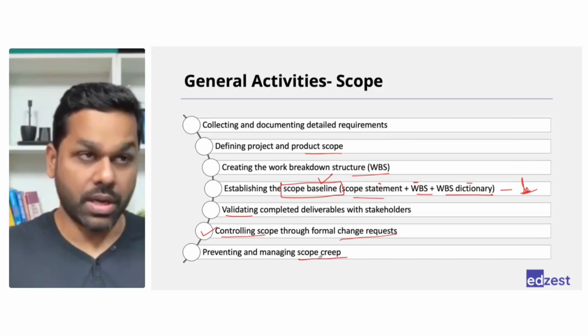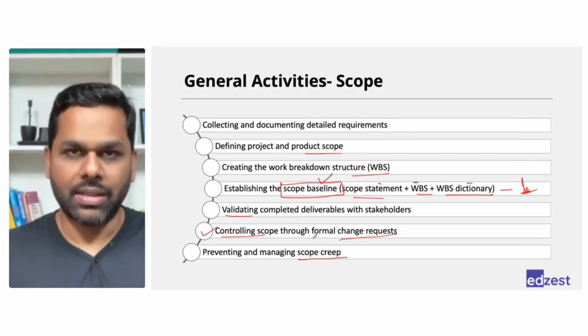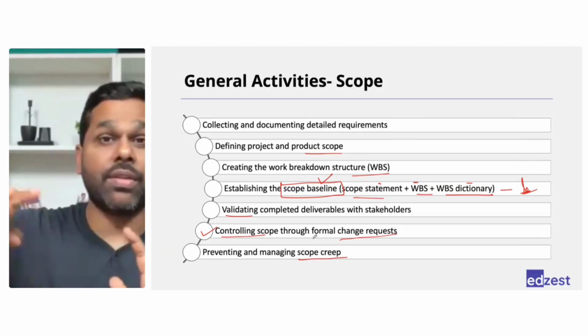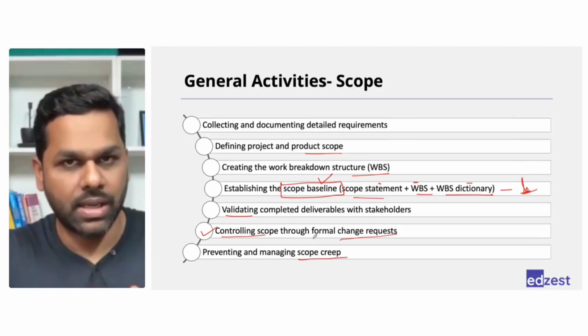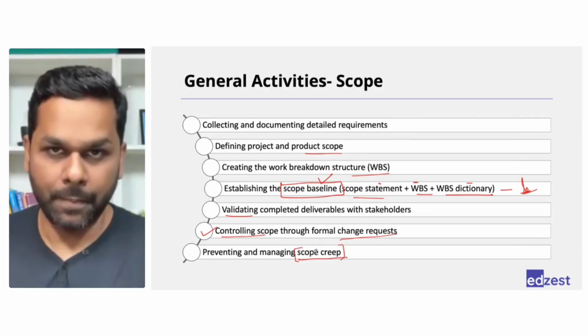And keep preventing and managing scope creep. Ensure that if the customer is regularly asking you to add some items, you say, okay, this is a part of scope creep. We don't have enough time. We don't have enough money. We don't have enough resources. We will not be able to manage that, which is what is called scope creep. It must be managed as well.